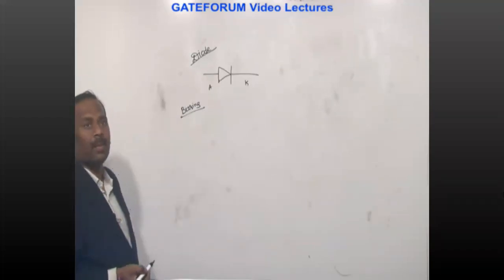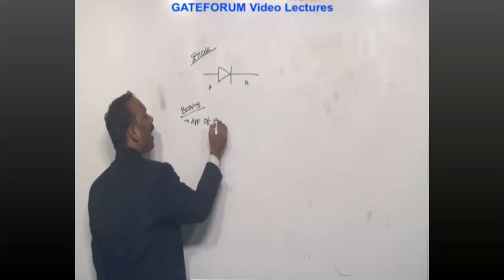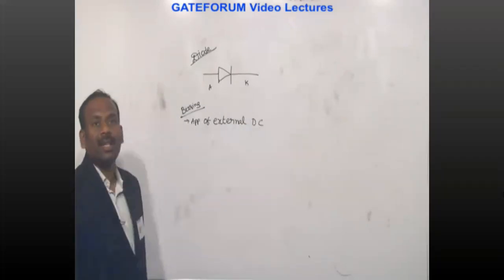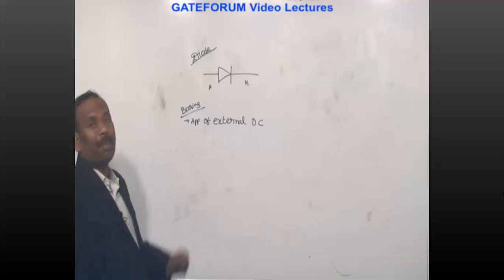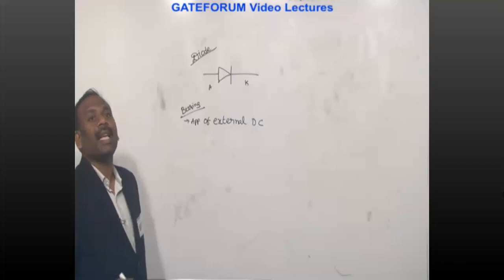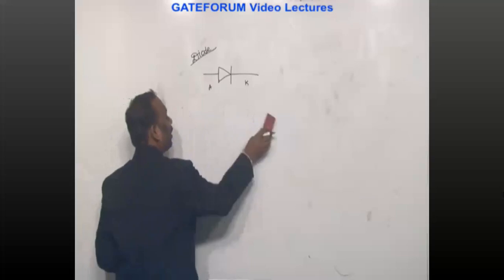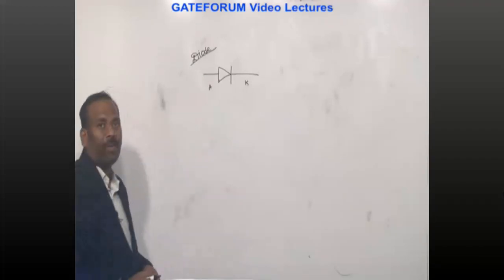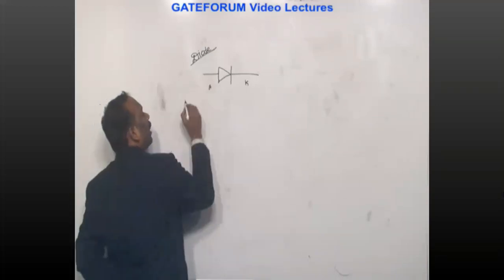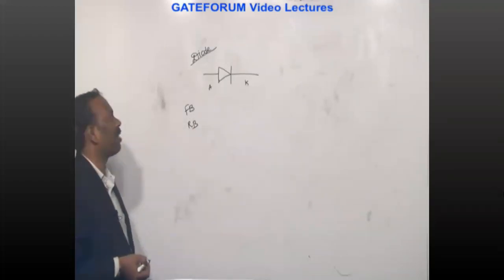What is meant by biasing? It is an application of external DC voltages. Application of external DC voltages is known as biasing. Now, what is the need for biasing? If you apply biasing, then only it is going to work in some application. It can be a forward bias, it can be a reverse bias. Two types of biasing: forward bias and reverse bias.